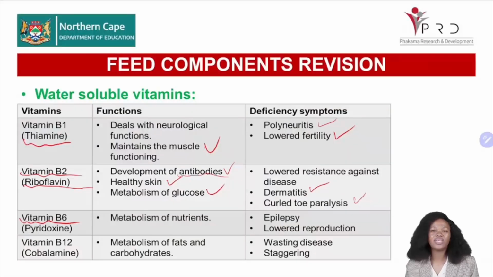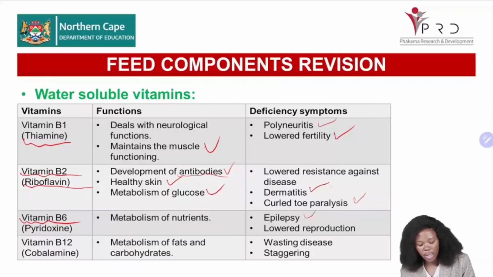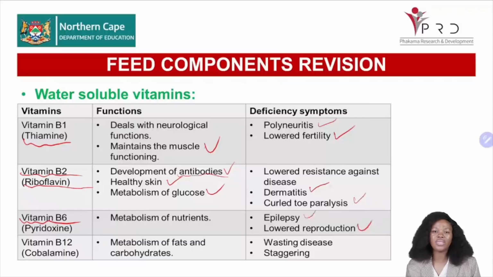Another vitamin is vitamin B6. Now, vitamin B6 is responsible for the metabolism of nutrients such as glucose, right? Metabolism of fats, metabolism of amino acids, right? The animal will suffer from epilepsy, where brain cells will be damaged, or there will be the degeneration of brain cells, and the spinal cord will also be negatively affected, and there will be reduced reproduction, right?